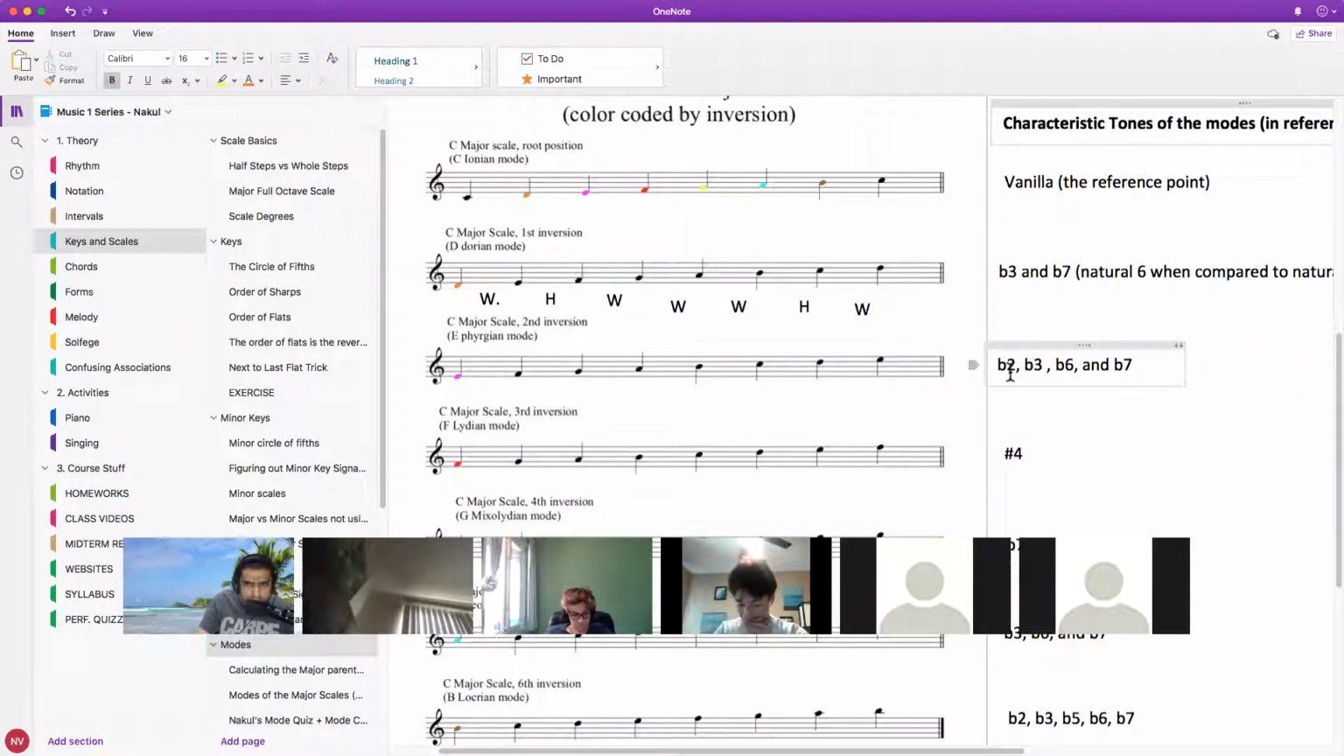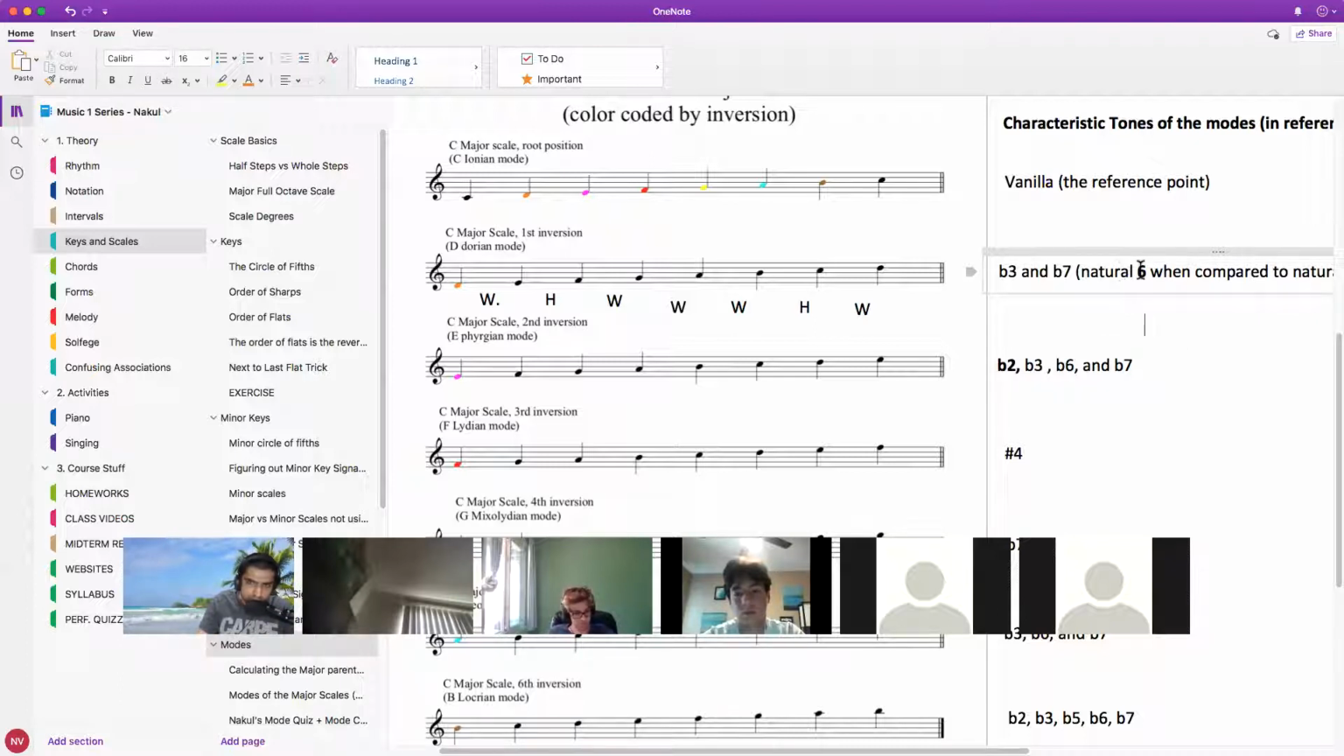If you flat the 2, the 3, the 6, and the 7, you get Phrygian mode. In other words, if you have natural minor, because it's flat 3, flat 6, flat 7, and you add in a flat 2, you have a Phrygian mode, or a Phrygian scale. So in this particular case, I'm going to bold the most characteristic scale degrees of the scale.